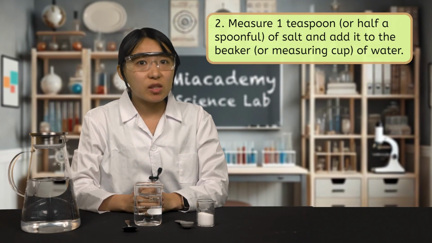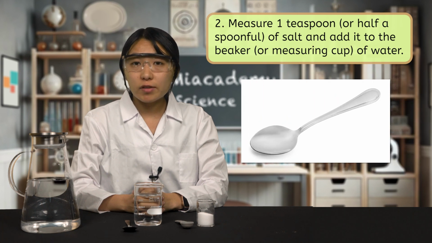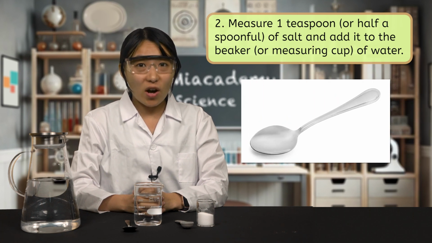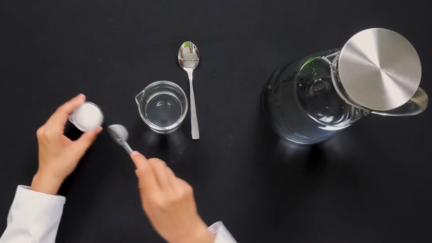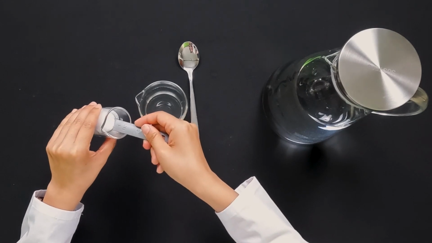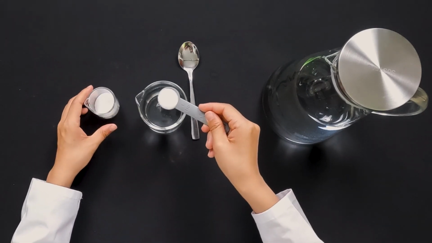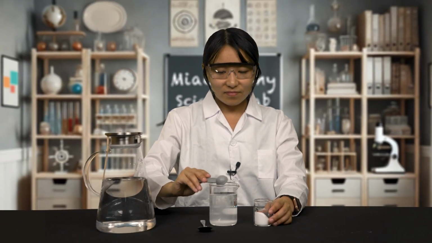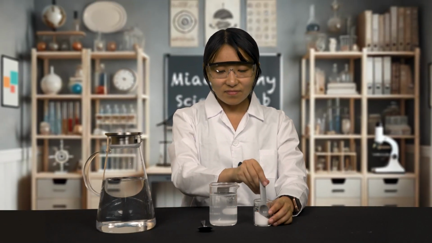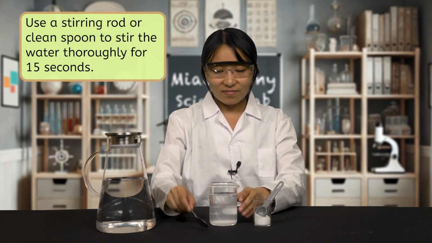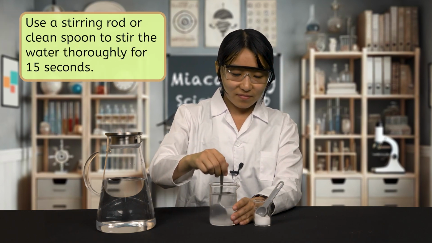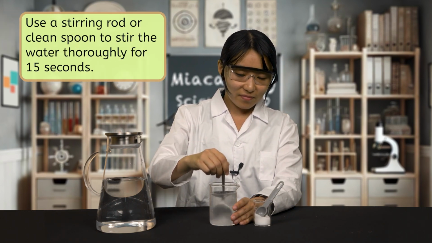Next, we'll measure 1 teaspoon or about half a spoonful of salt and add it to the beaker of water. We'll then use a clean spoon to stir the water thoroughly for 15 seconds.